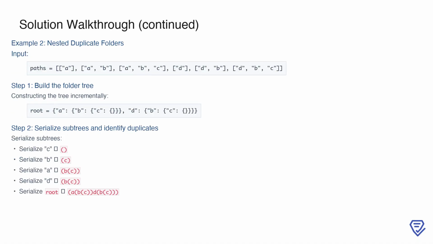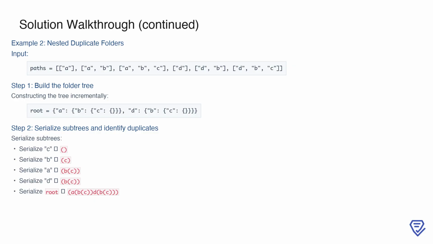For the second example, we deal with a more complex input that includes nested duplicate folders. The paths describe two top-level folders, A and D, each with identical nested structures, B containing C. Building the tree creates a structure where both A and D have the same subtree, B, C.